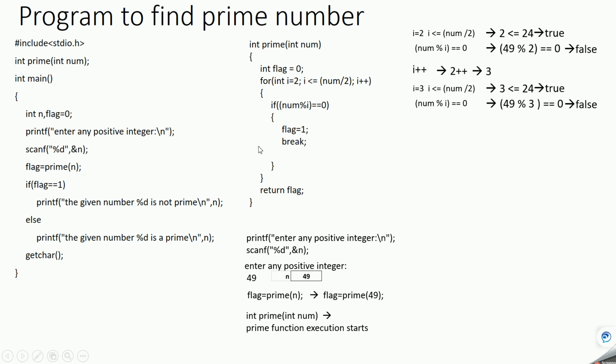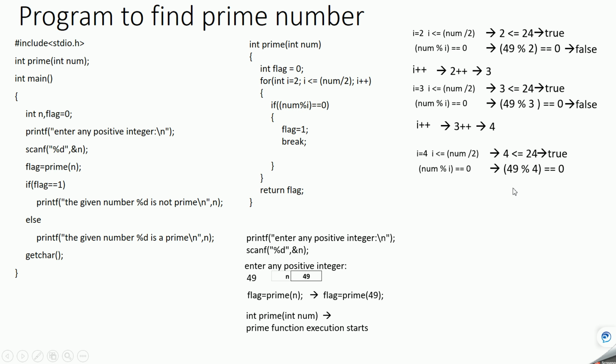So again what will happen, control will not come here, instead the control will go here and the value of I will be incremented, so from 3 to 4. Okay, now again this condition will be checked, and in this case also the condition is true because 4 is less than or equal to 24. This is true. So again this remainder calculation will happen and it will be checked.